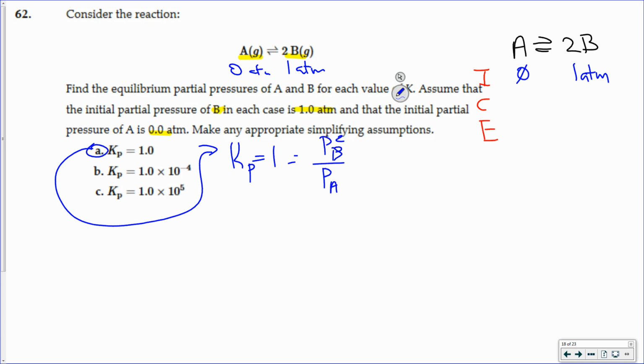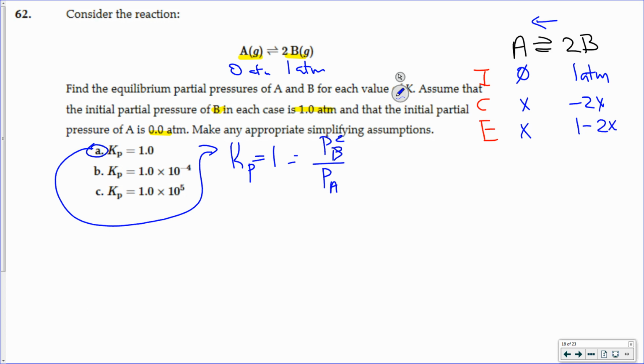Okay, so this reaction has to go in the reverse direction. It's the only possibility, because there's none of A there. So the only thing it can do is go in the reverse direction. That means it's going to be a minus 2x for this, and an x for that one. So at equilibrium, I've got x, and I've got 1 atmosphere minus 2x.